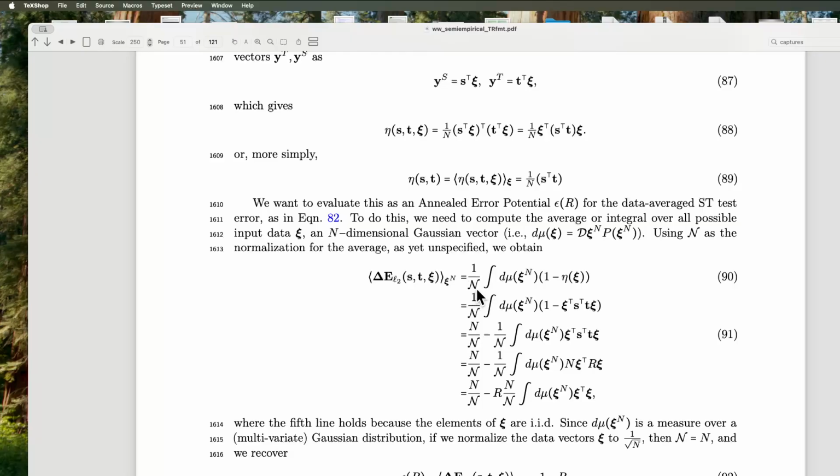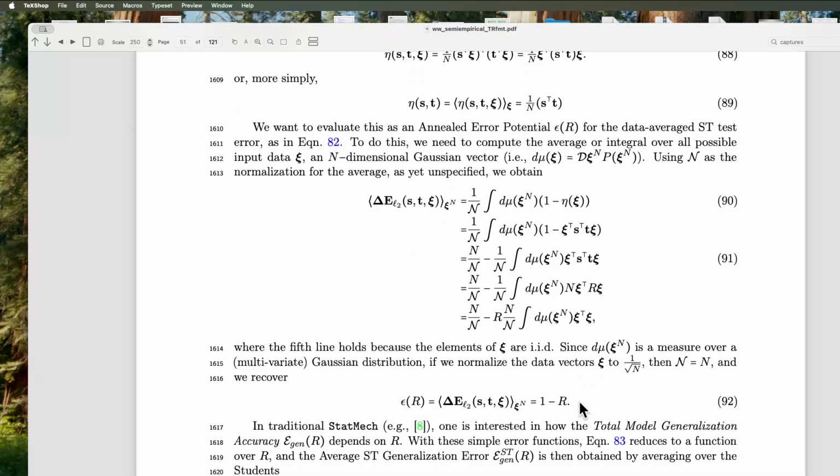But this is 1 over the normalization times the measure of all possible data, times 1 minus eta. And if you go through, we substitute in 1 minus this overlap. This gives n over n minus that. You sort of go through. This becomes n times r, right? N r for the overlap. And because there are n of them, we end up with this expression. And if we choose the normalization to be n, this goes to 1, and this object is just going to be normalized to 1 because we have the normalization. And because these are IID, so 1, 2.